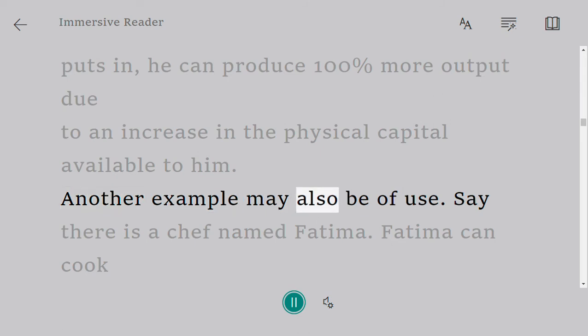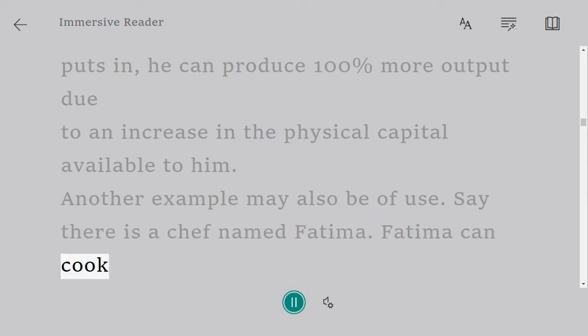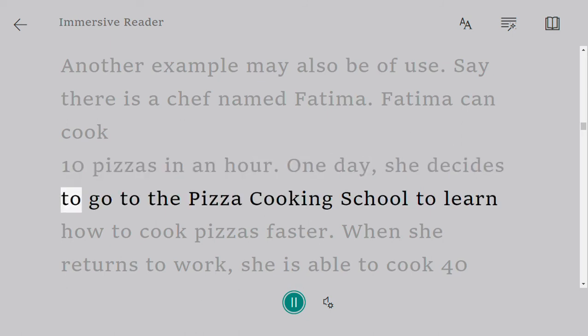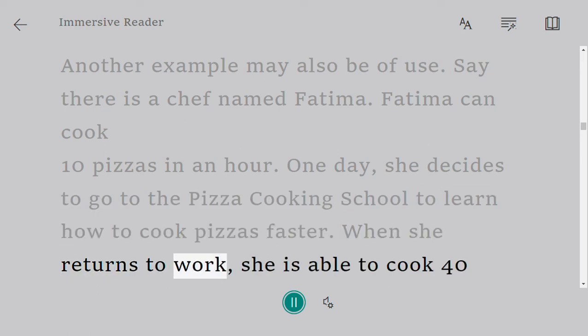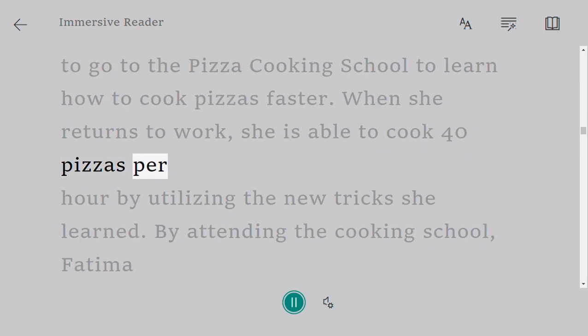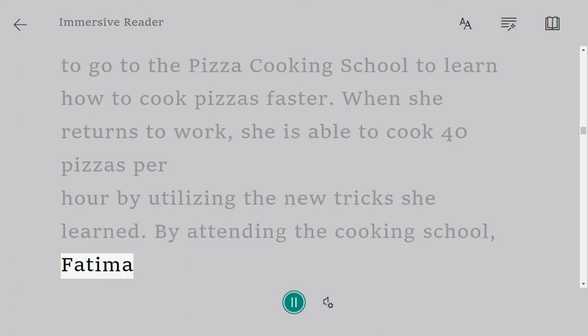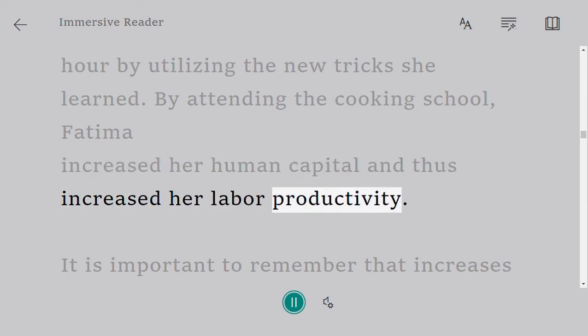Another example may also be of use. Say there is a chef named Fatima. Fatima can cook 10 pizzas in an hour. One day, she decides to go to pizza cooking school to learn how to cook pizzas faster. When she returns to work, she is able to cook 40 pizzas per hour by utilizing the new tricks she learned. By attending the cooking school, Fatima increased her human capital and thus increased her labor productivity.